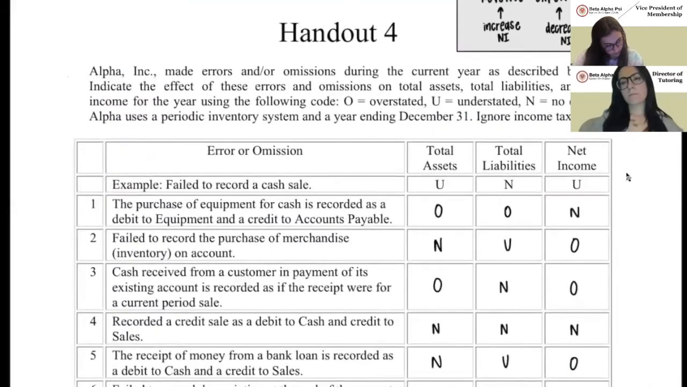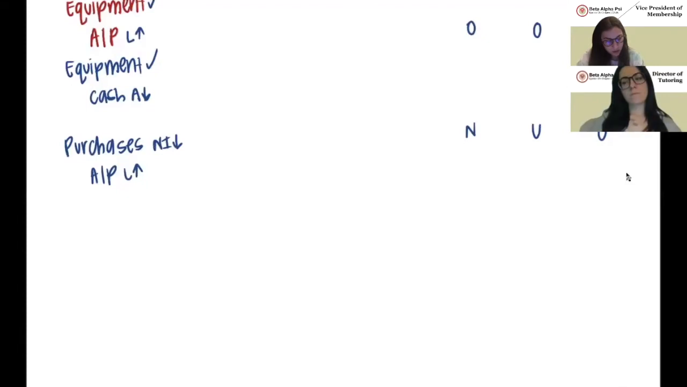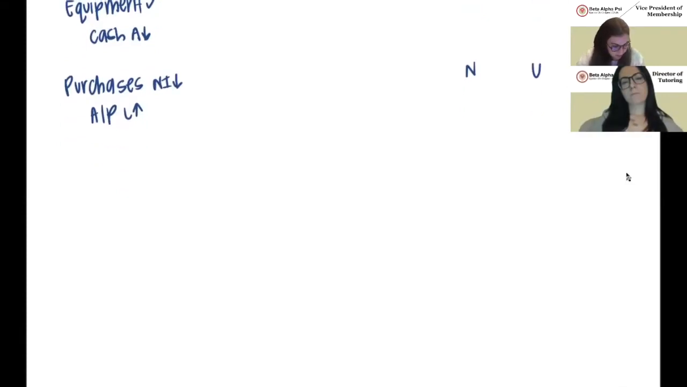All right, moving on to number 3. Cash received from a customer in payment of its existing account is recorded as if the receipt were for a current period sale. So they recorded it as if it was a current period sale, but in reality, they were just getting paid for an existing account a customer already had. So let's talk about what they did, and then we'll do what they should have done. So what they did was they recorded it as a current period sale, which means they debited cash and they credited sales.